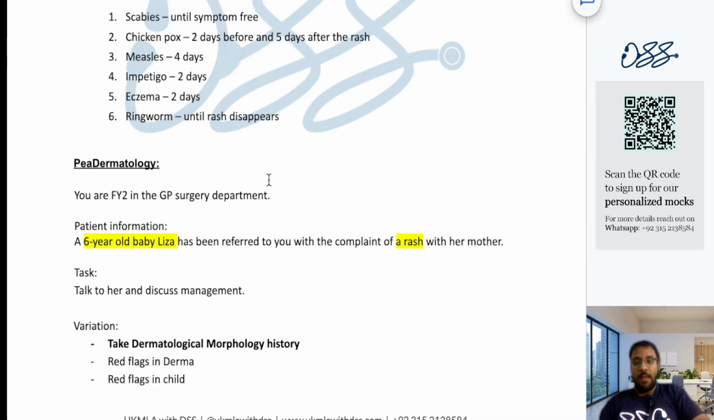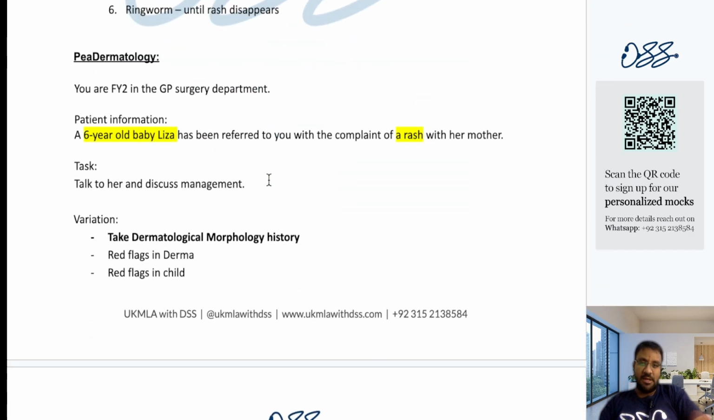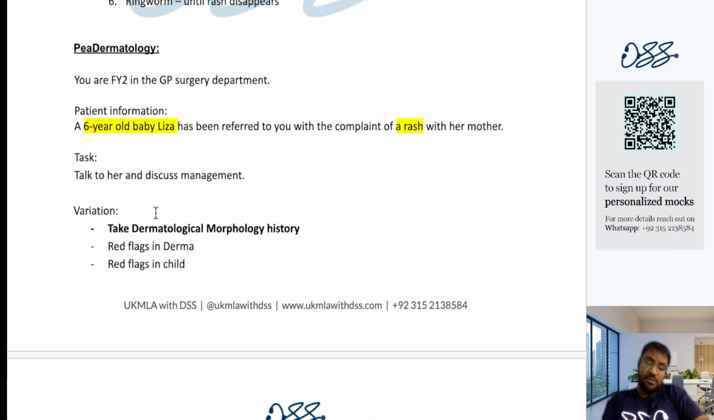Okay, but before I move on, I'll show you an example, and I'll tell you what variation you need to do.